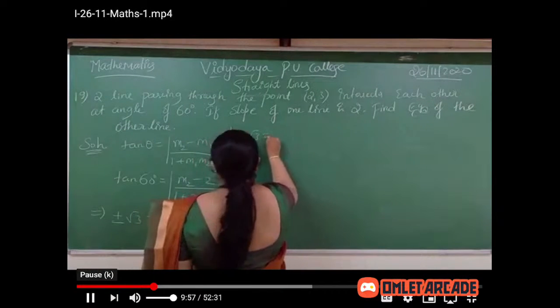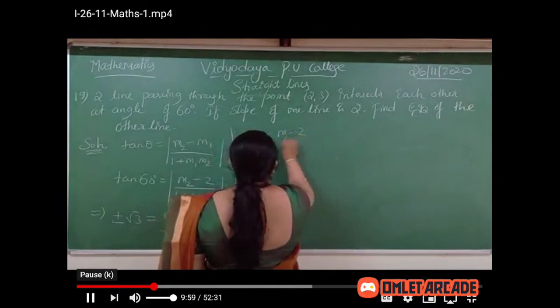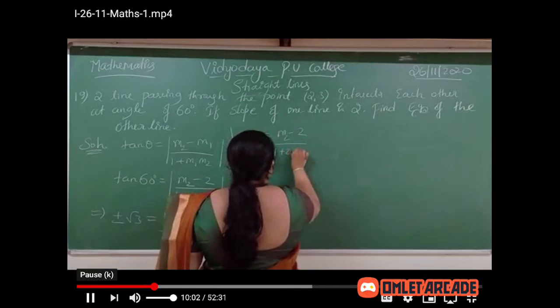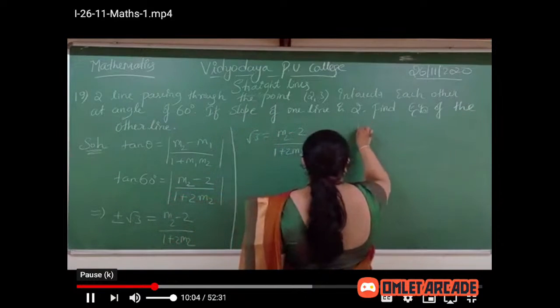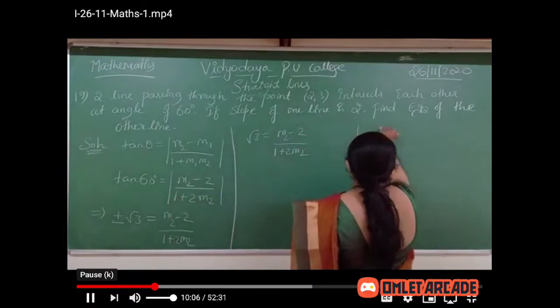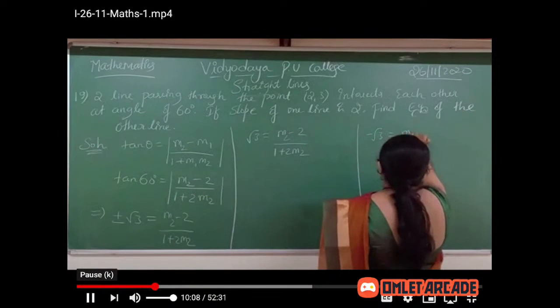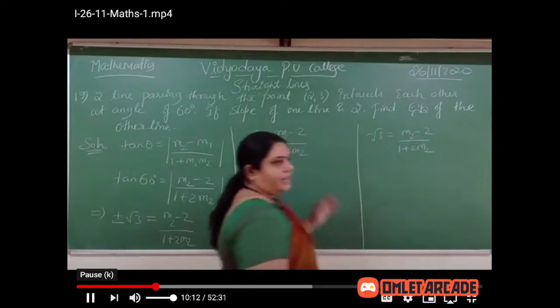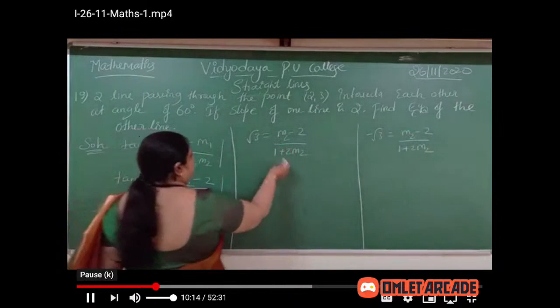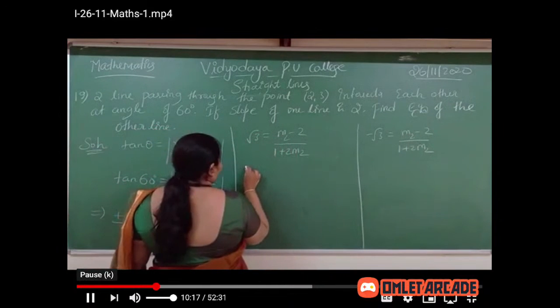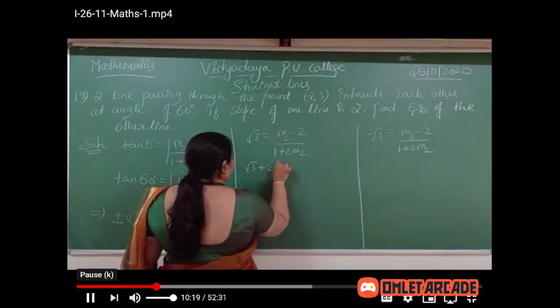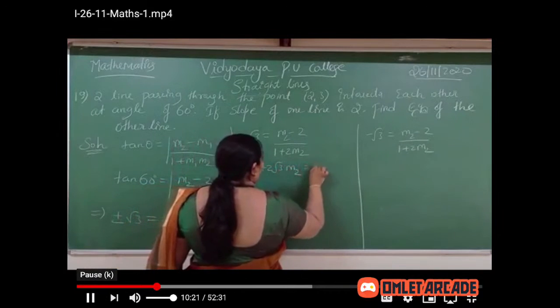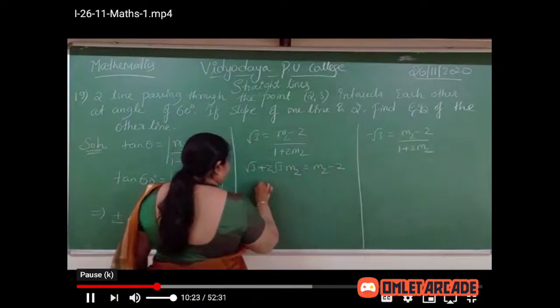So now two are possible. One is root 3 is equal to m2 minus 2 divided by 1 plus 2 m2. And another case is what? Let me write it here. Minus root 3 is equal to m2 minus 2 divided by 1 plus 2 m2. Is it fine? I've taken both the cases. So when you cross multiply this, what will you get? Root 3 plus 2 root 3 m2 is equal to m2 minus 2.